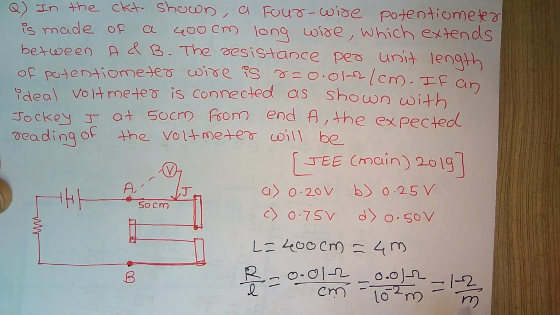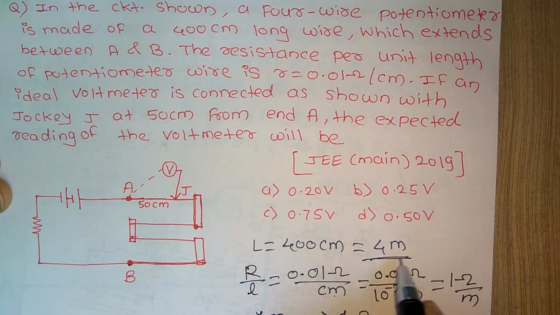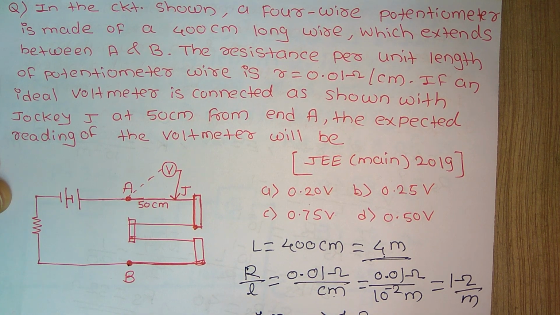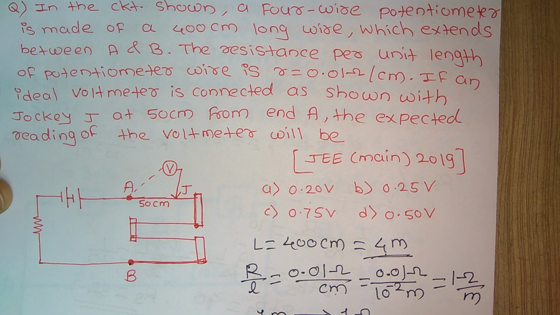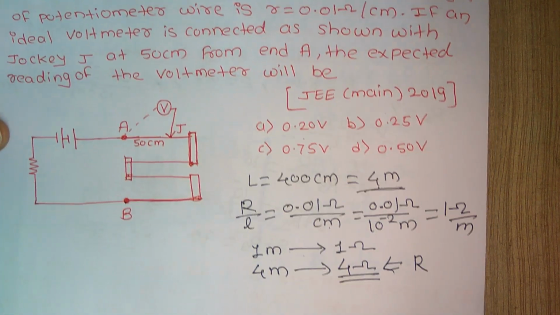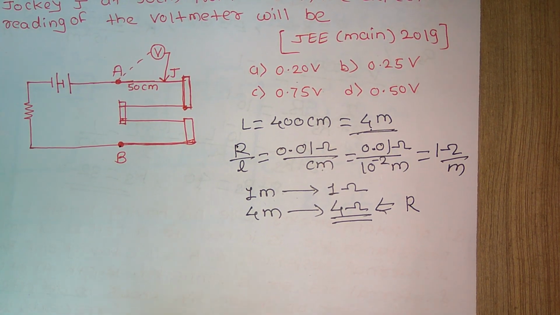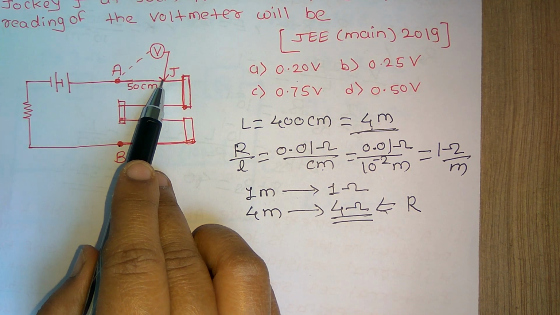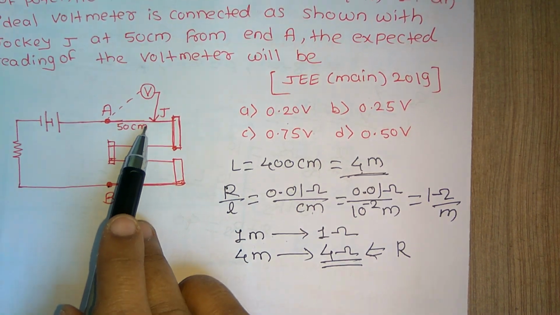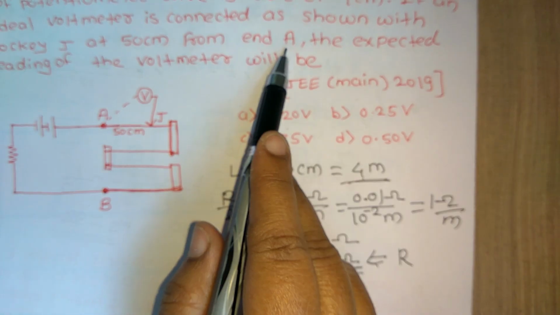What does it mean? It means for 1 meter length, the resistance is 1 ohm, right? So the total length of the potentiometer is 4 meter. What is the resistance for 4 meter? It is 4 ohm, right? So 4 ohm is the resistance of wire AB. Next, what they have given: an ideal voltmeter is connected as shown with the jockey J at 50 centimeter from end A.